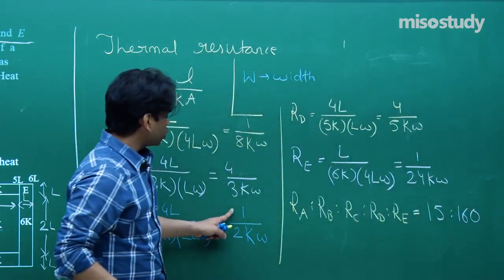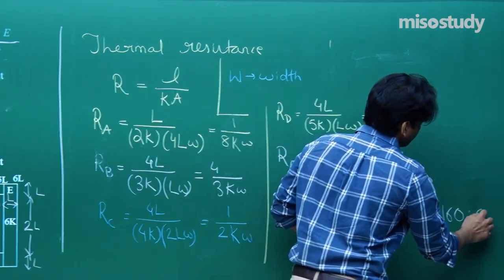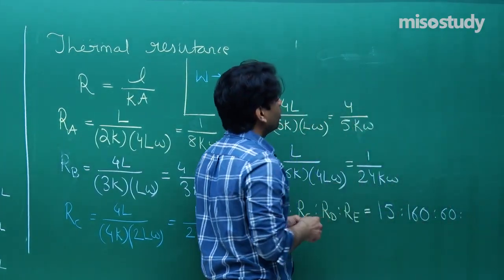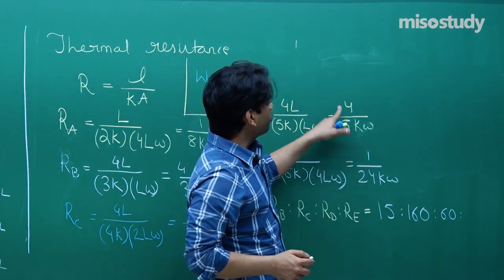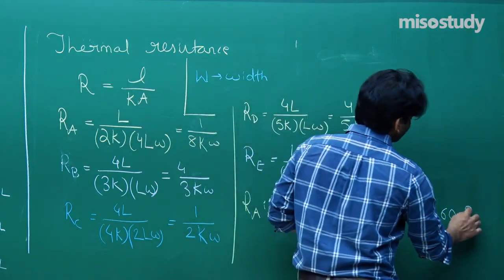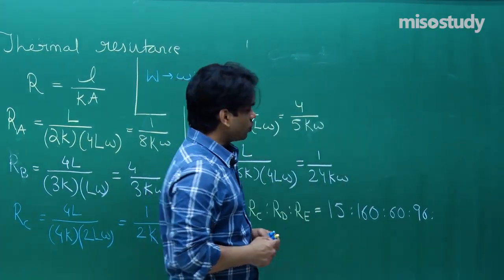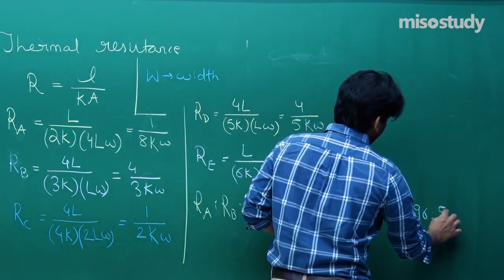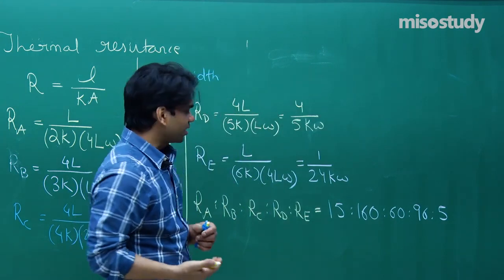Here if you multiply 120 by 2, you will be getting 60. Same for here, 120 by 5, you will be getting approximately 24 into 4, you will be getting that as 96. And then 120 by 24, that is 5, so you will be getting this as 5. So you have obtained the values, how the resistances are related.